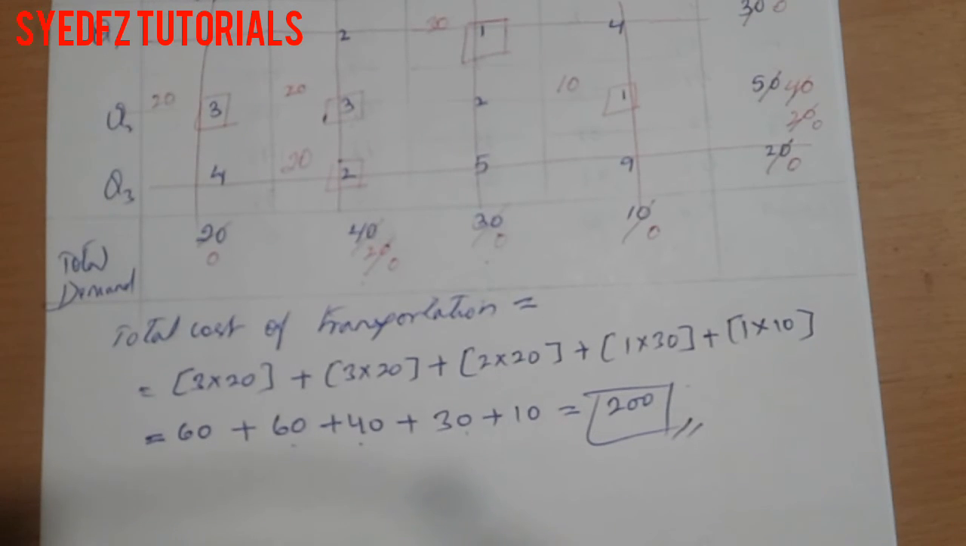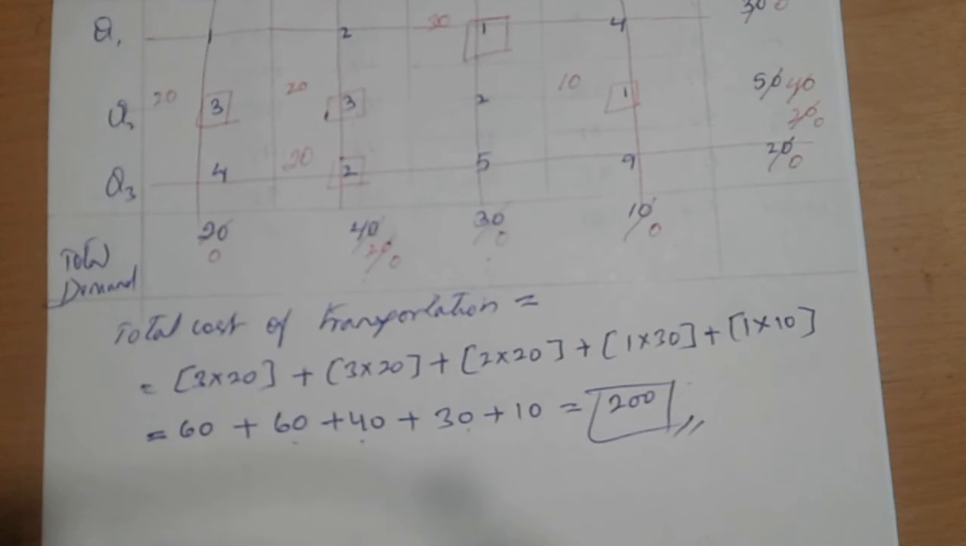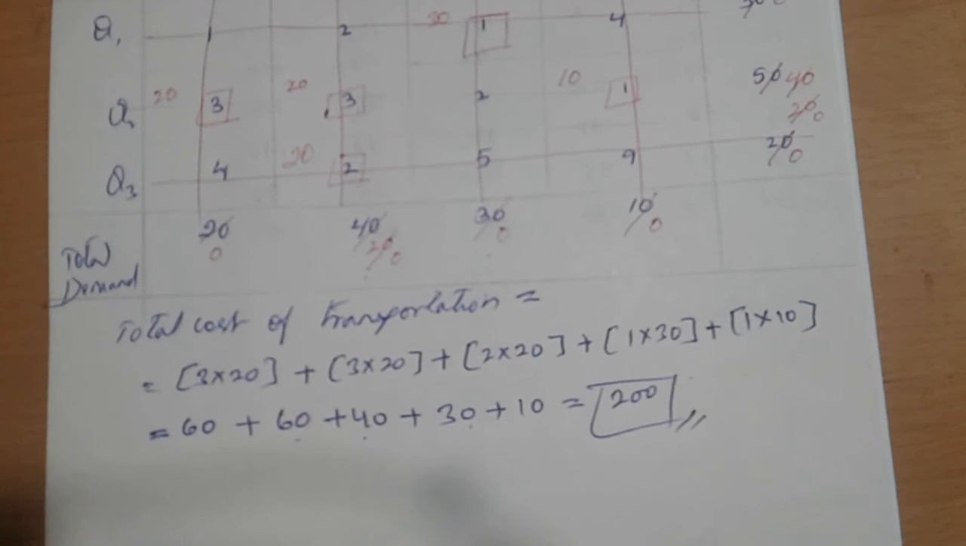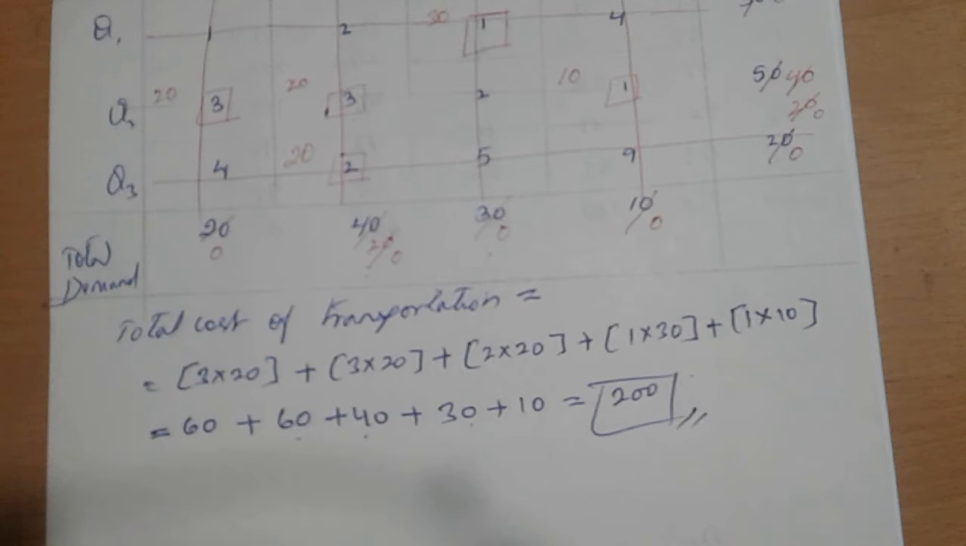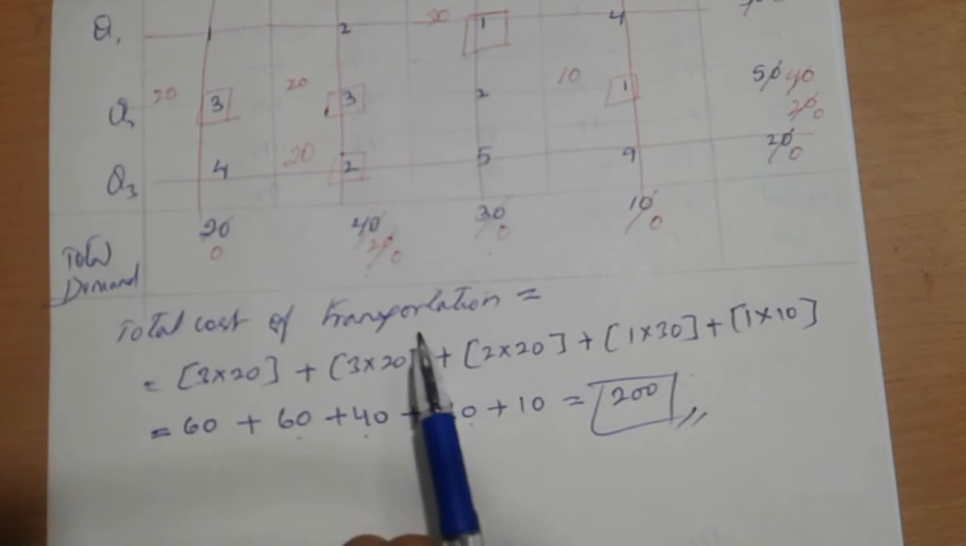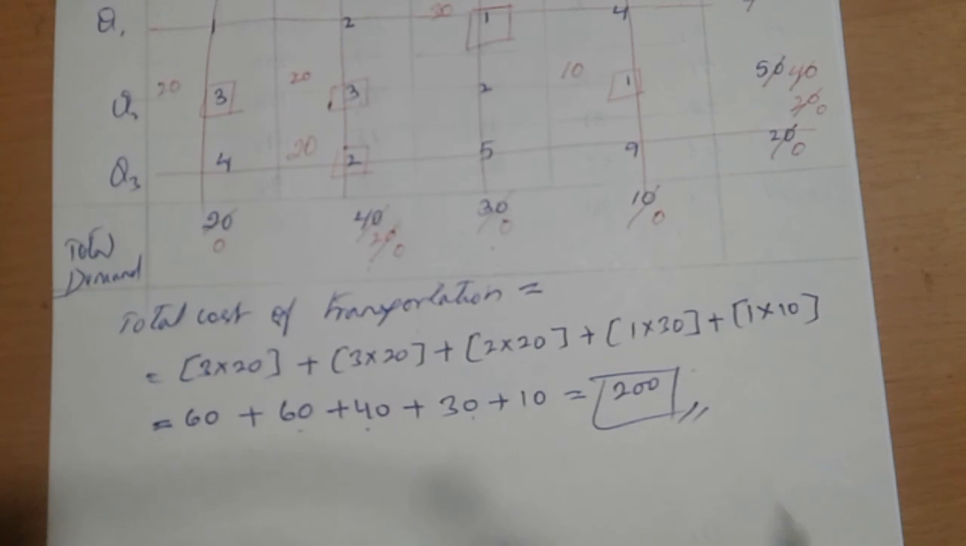This is the way the transportation problem will be solved by the least cost method. If it is a profit problem, the problem will change a little, because this is a total cost of transportation. If profit is given directly, the approach will be slightly different. Let's see in the next video how it will change.